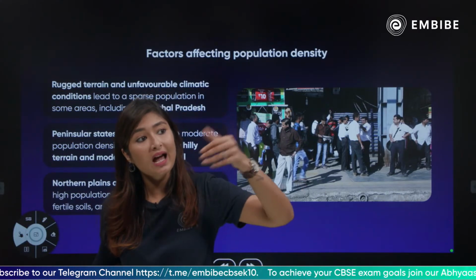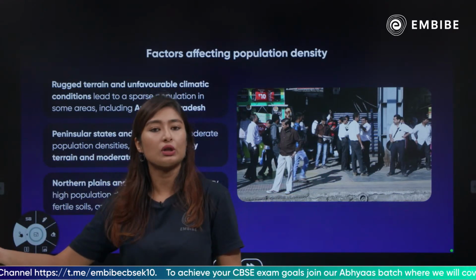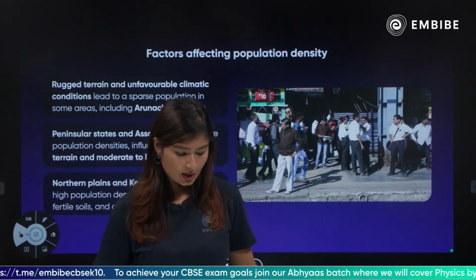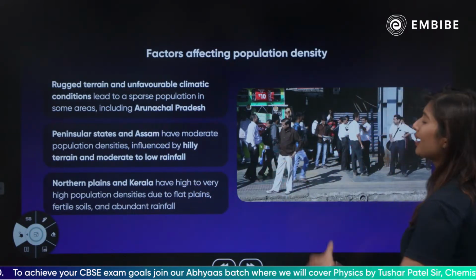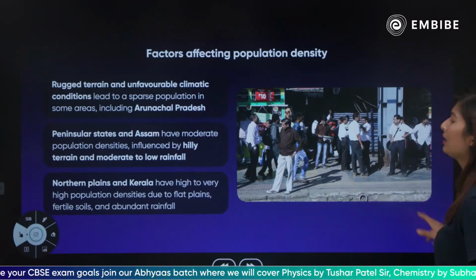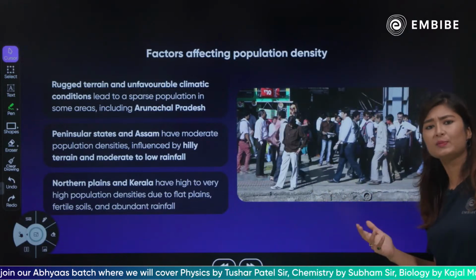तो जहाँ पे भी रहना आसान है वहाँ लोग जल्दी बस जाते हैं, जहाँ रहना मुश्किल है वहाँ कम population होती है. Simplest explanation ये है. Now if you want to see one by one, we'll look at here. Rugged terrain and unfavorable climatic condition lead to sparse population. So Arunachal Pradesh में less people are staying.